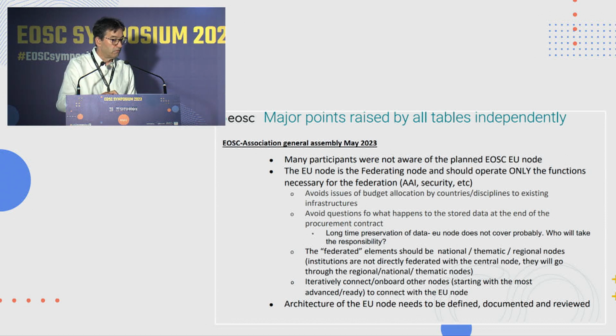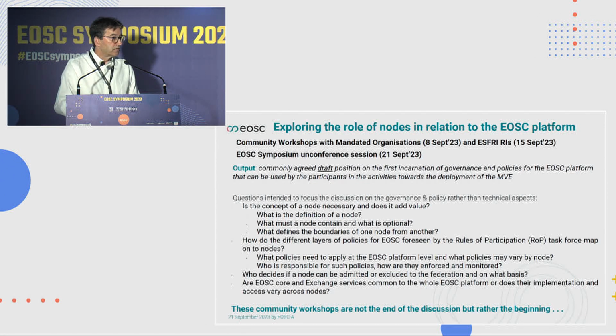and what it would change or imply for EOSC itself. So based on that, as the Association, we agreed that we should gather input from our members, from the community at large, and we arranged to organize a couple of workshops. The first one was with the mandated organizations, so the national representatives, if you want, inside the Association. That was organized on the 8th of September. Then we had a follow-up one week later with many of the research infrastructures who are also members of the EOSC Association. That was on the 15th. And now we have this unconference session here today at the symposium.